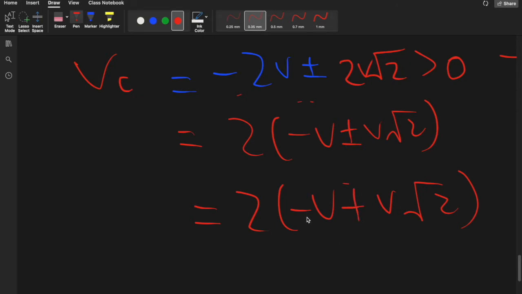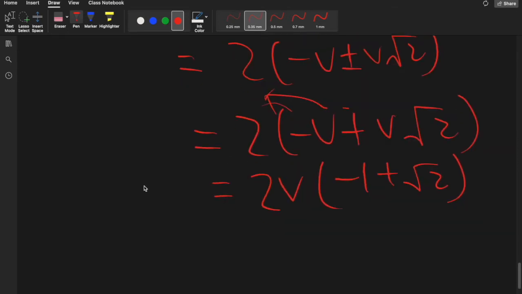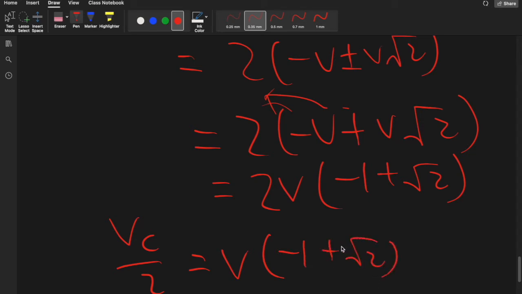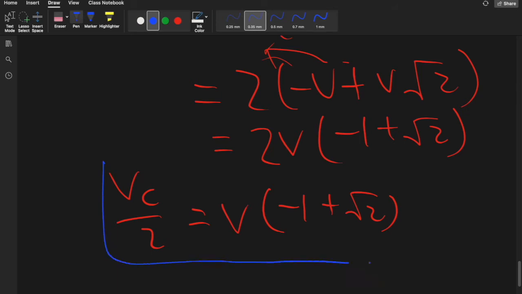Then we can take the V away, sorry guys. So 2V times 1 plus square root of 2. So this is VC. And we know the average velocity is equal to VC over 2. So you just simply divide it by 2, which is equal to V times 1 plus square root of 2. So this will be your final answer. This equation right here is your answer.